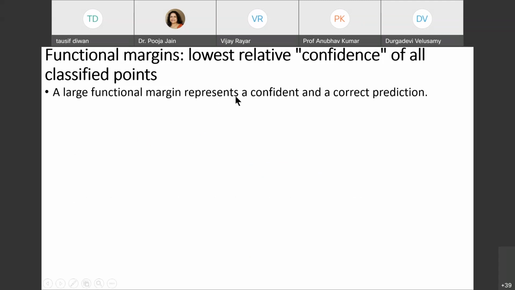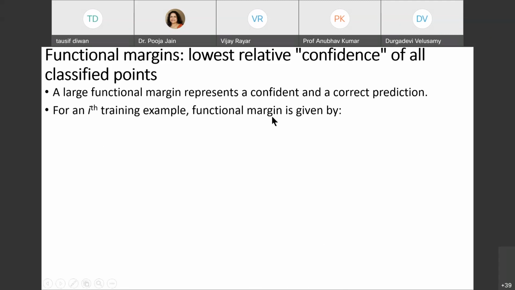A large functional margin represents a confident and correct prediction. What we want is that the classification should be correct. Moreover, when we say that it is a correct prediction, we should be very confident. So two things, correct and confident, are what we want from this SVM classification.